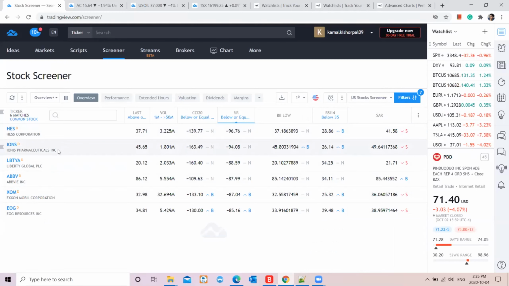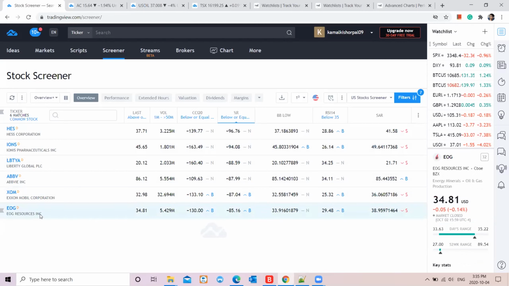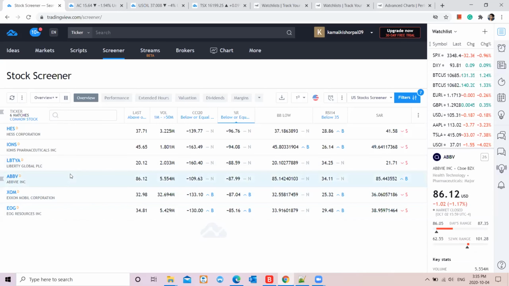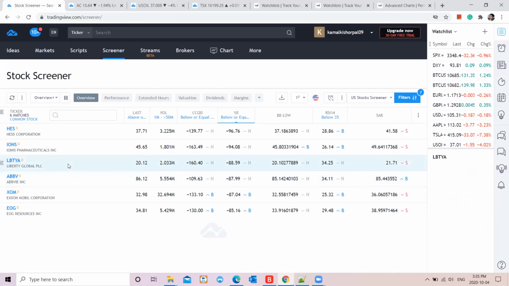HES, IONS, which is Pharma, Liberty, ABBV, ExxonMobil, which is again energy, and then EOG. So one is an oil company, other is resources, one pharma, I don't know what ABBV and the other two are. Liberty, ABBV and HES. Yeah, ABBV is health tech. Health again.